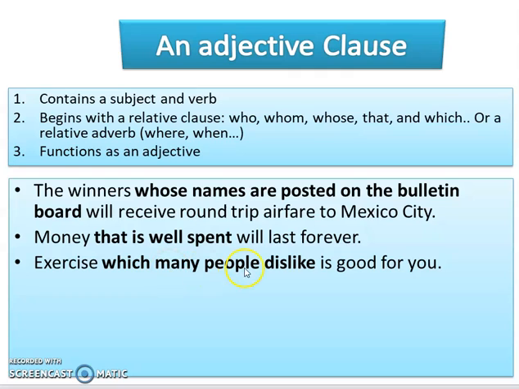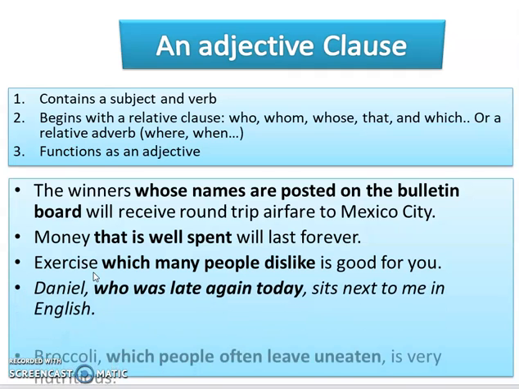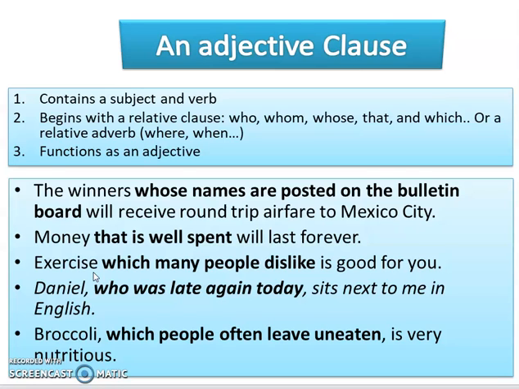Exercise, which many people dislike, is good for you. So the following clause is describing exercise. It's describing a noun, so we call it an adjective clause. Daniel, who was late again today. Broccoli, which most people often leave uneaten, is very nutritious. So guys, if you notice here, some of the adjective clauses are separated by 2 commas, like this adjective clause and this adjective clause, while the rest are not separated by 2 commas.